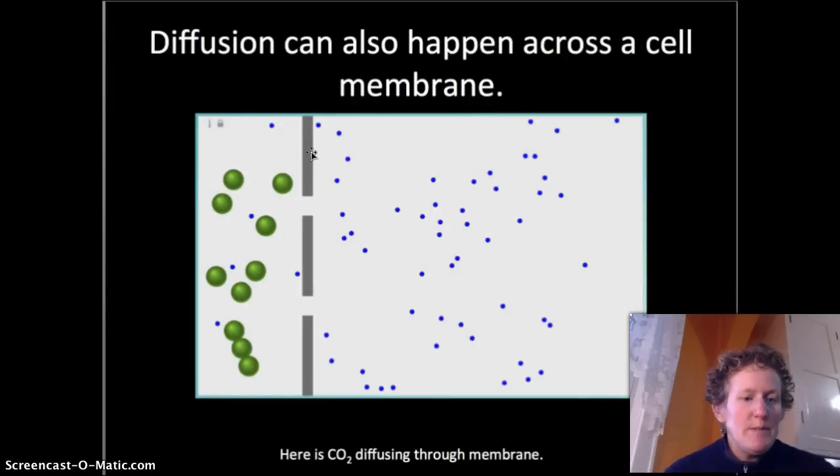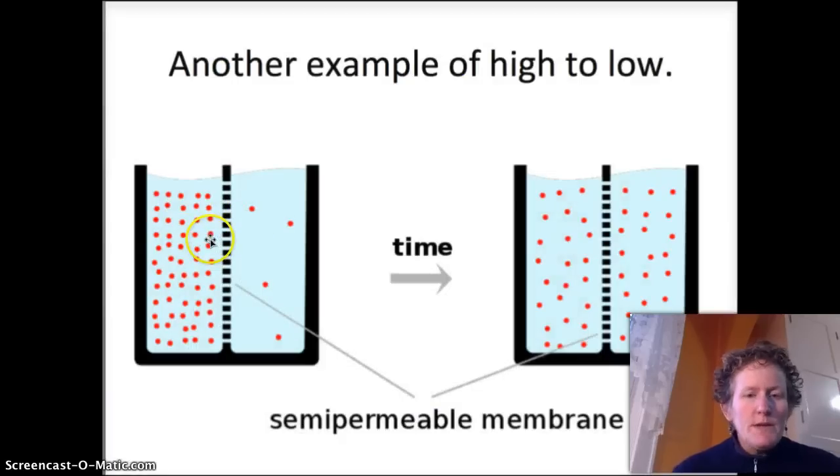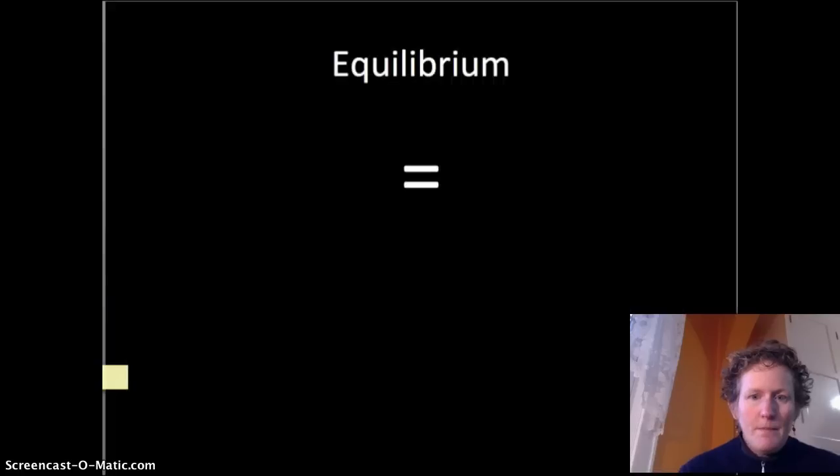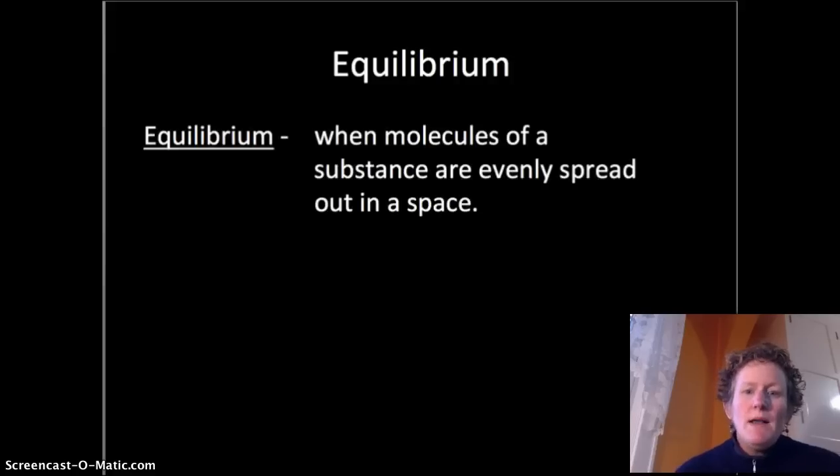Diffusion can happen across cell membranes, and we're going to use some model cells to model how diffusion happens across a cell membrane into a cell. Here's another example of how molecules go from a high concentration to a low concentration. Over time, it's going to look like this. This represents a cell membrane in the middle of this beaker here. Over time, diffusion is going to reach an equilibrium, which means molecules of a substance are evenly spread out in space.